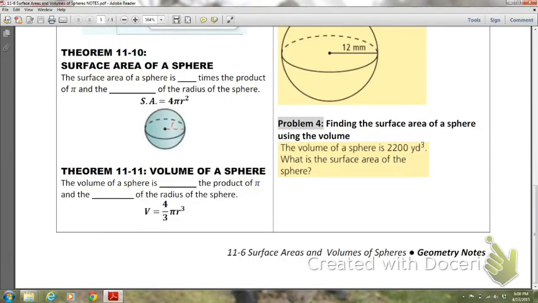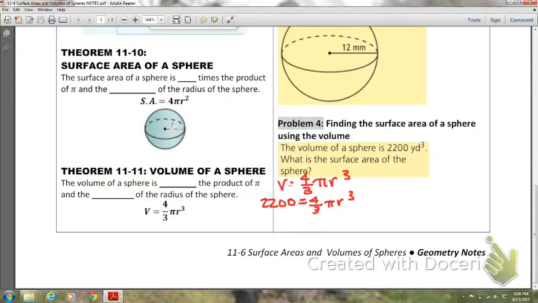In the last problem, it gives you the volume of a sphere and it asks you to find the surface area. So you're going to have to use the volume of the sphere to find the radius, and then use the radius in the surface area formula. So let's first use the volume formula. Since they gave you volume, volume is 4/3 times pi times the radius cubed. And it told you the volume was 2200. So substitute in 2200 for the volume is equal to 4/3 pi times the radius cubed.